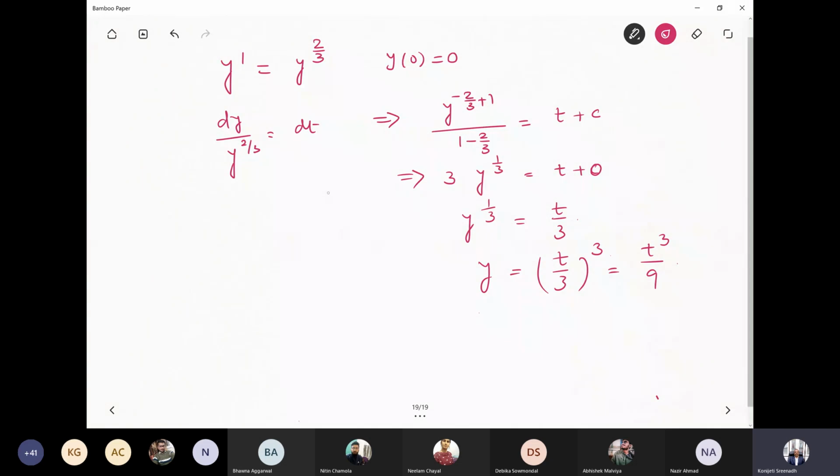Now you see that there is a solution y equals to t cube by 9 here, and also y identically equals to 0 is a solution.